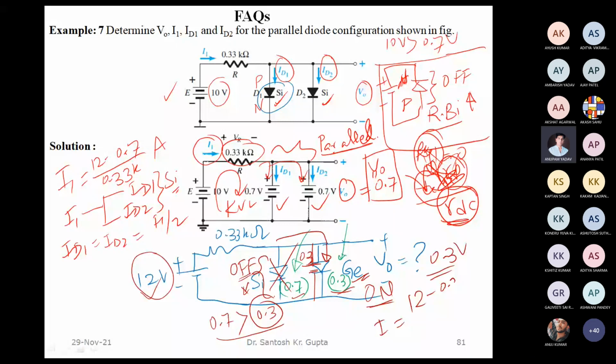So this is what the current will be. One can compute the exact value using calculators.